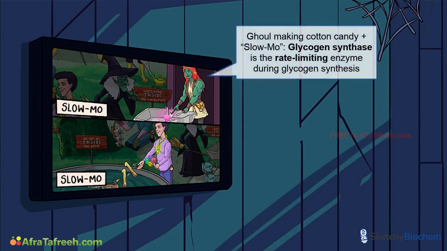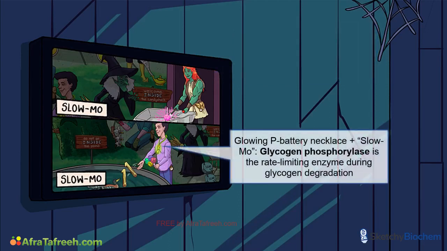Up top is a ghoul making some cotton candy. Recall that she's glycogen synthase, which catalyzes the rate-limiting step during glycogen synthesis. Down below is a guy with a glowing necklace powered by a P battery. He's glycogen phosphorylase, the enzyme that catalyzes the rate-limiting step during glycogen degradation. Hey man, stop feeding the ducks!